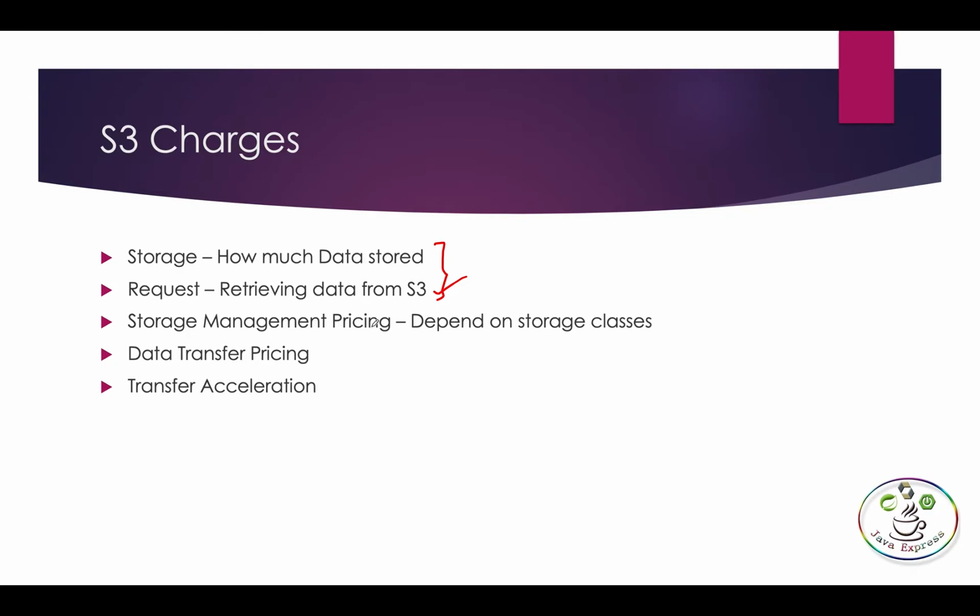And storage management pricing: if you store a file, after 30 days it will move to another storage class. So depending on the storage classes, it will be charged. And data transfer, if you are transferring data from one bucket to another bucket. And transfer acceleration, this means you can retrieve data very fast. We'll explain transfer acceleration in the next section. So these are all the categories, or features, that they will charge for. This is the S3 pricing.